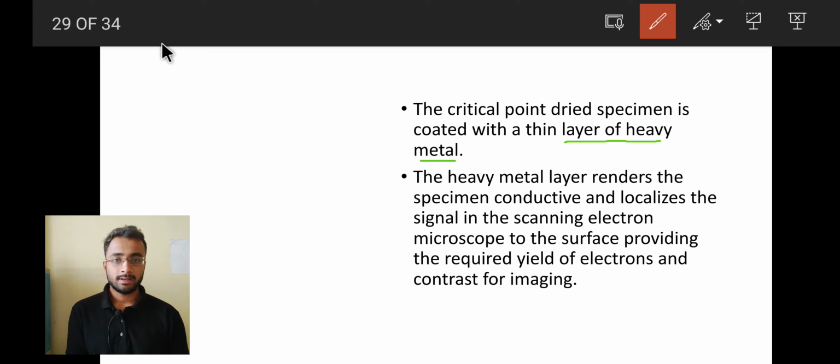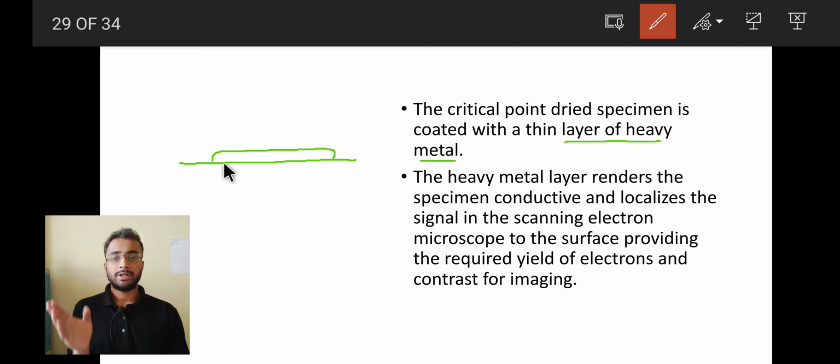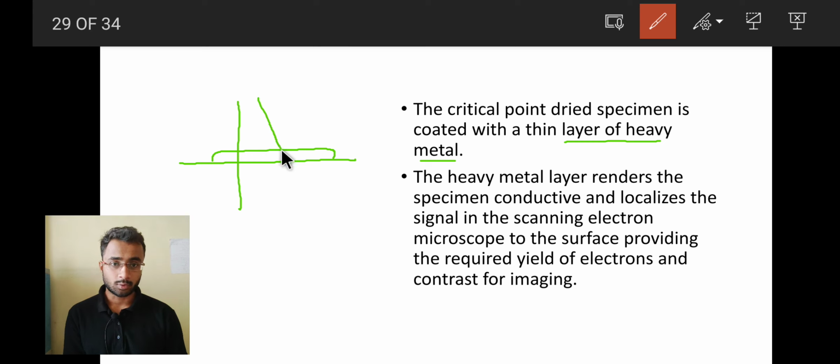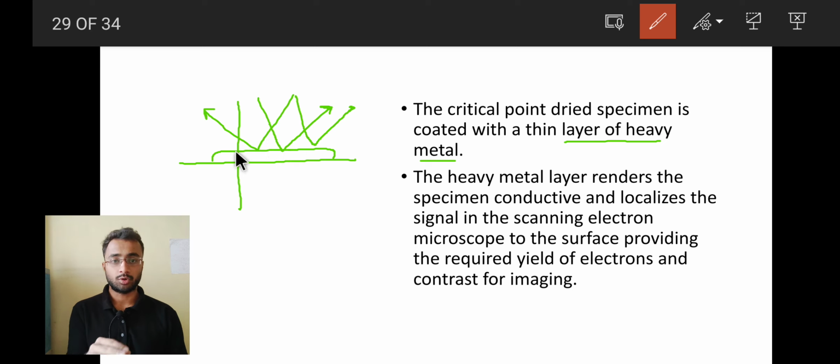See, there is a difference between scanning electron microscope and transmission electron microscope. In transmission electron microscope, suppose this is our specimen, the specimen should be very thin so that electrons can pass through it. But in the case of scanning electron microscope, the electrons will scan this upper portion, and it will get a sharp image of this upper portion, the upper morphology.